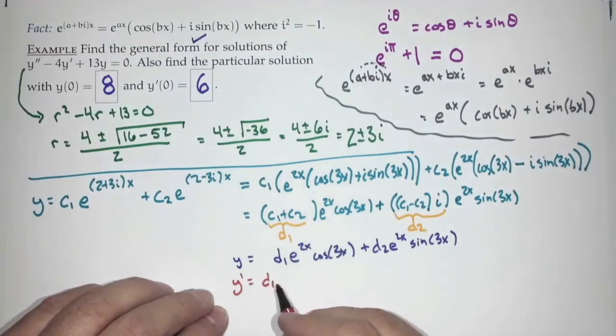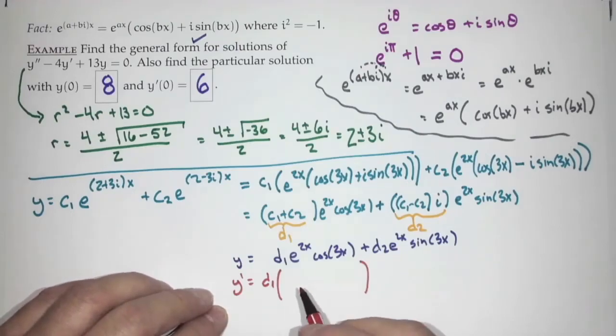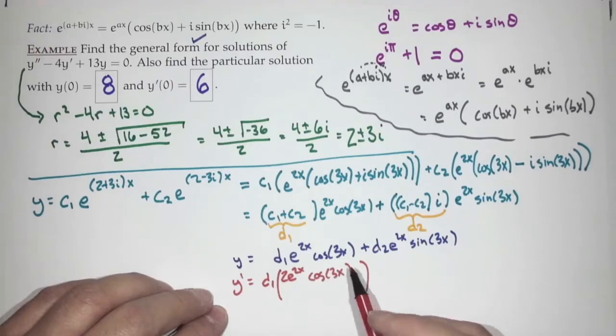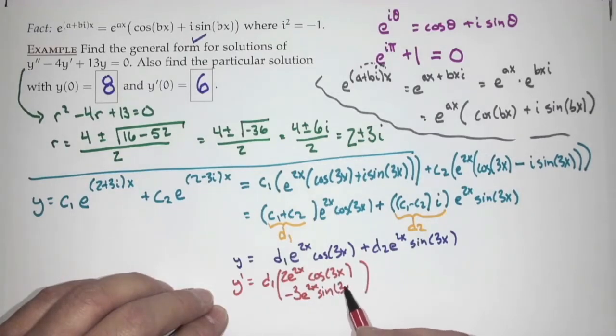All right, what's the derivative of e to the 2x times cosine 3x? Two e to the 2x cosine 3x. We're using the product rule, so there's going to be a derivative of the first part, leave the second part alone. What else do we have? Minus 3 e to the 2x times sine of 3x. The derivative of cosine is negative sine. That's where the negative comes from. The 3 comes from the chain rule, the derivative of the inside.